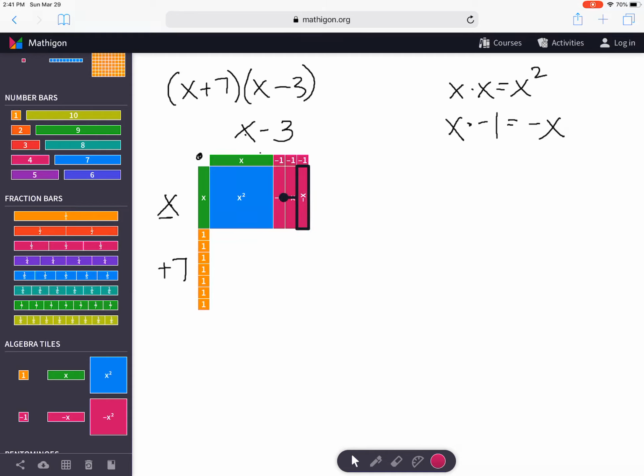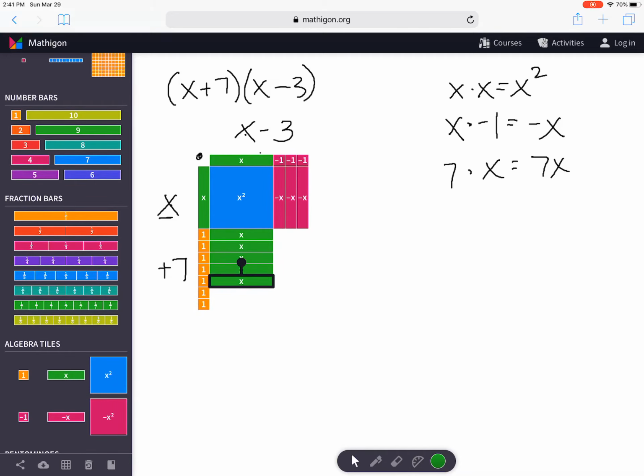Now I can move on to the multiplication part of my 7. So I'm going to be multiplying my 7 times x, which is equal to 7x. So to represent that with algebra tiles, I can represent it as an x. 1 times x is x. 1 times x is x. x, x, x, and x.